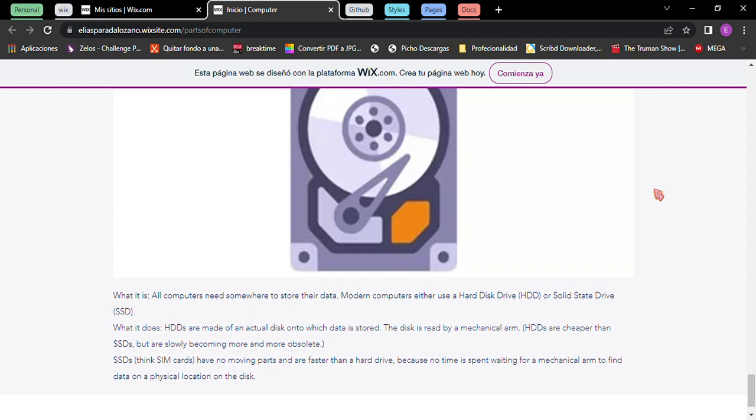What it does: HDDs store data by means of an actual disk onto which data is written. The disk is read by a mechanical arm. HDDs are cheaper than SSDs, but are slowly becoming more and more obsolete. SSDs have no moving parts and are faster than a hard drive because no time is spent waiting for a mechanical arm to find data at a physical location on the disk.